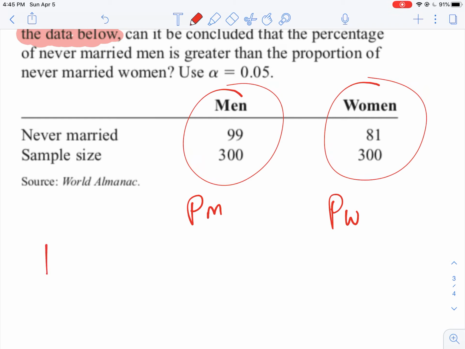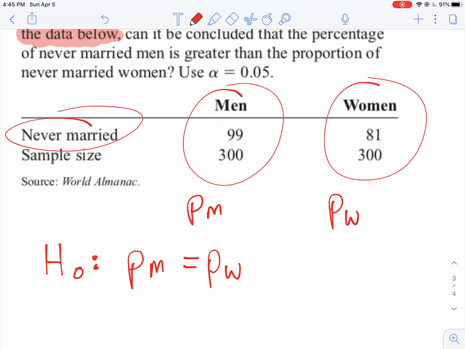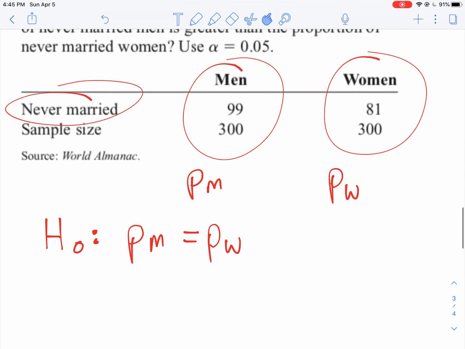All right, so I'm going to establish my null and my alternate hypothesis. Remember, your null is always equals. I'm going to go with proportion of men equals proportion of women. Excellent. And we established that we're looking at proportion never married. We have it all up here. I could write it out, but again, since I have this information, proportion of men never married, I'm just going to use what I've got, right? Proportion of women never married. You have the information, just use it, right?